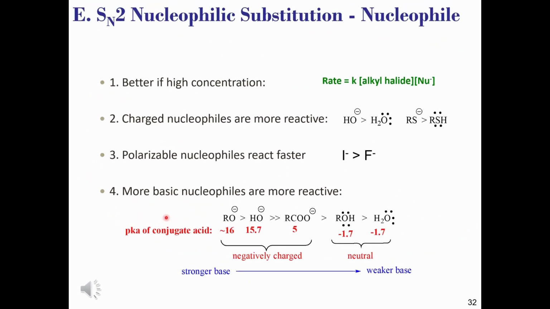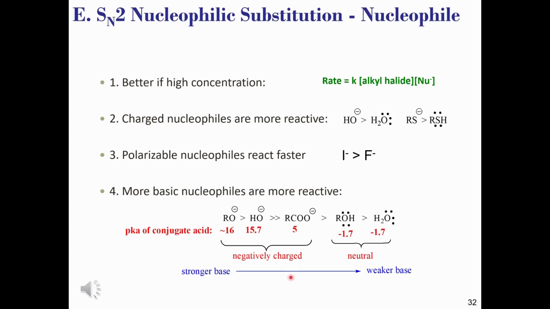More basic nucleophiles are more reactive. So in a group of nucleophiles in which the nucleophilic atom is the same, then the nucleophilicities will parallel basicities. So oxygen compounds, for example, show the following trend of reactivity. And it's also the same for their order of basicity. So an alkoxide ion is a slightly stronger base than a hydroxide ion, but a hydroxide ion is a much stronger base than a carboxylate ion, and so on and so forth.